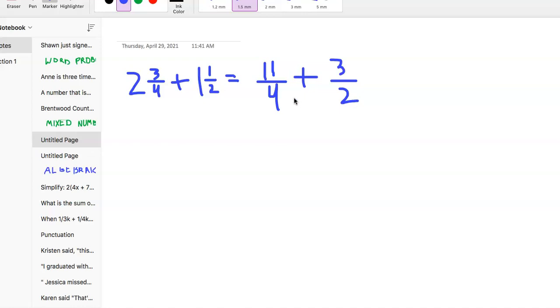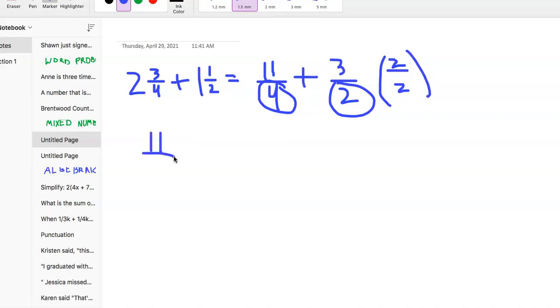Right, and we want the denominator to be the same on both. And right now we have a 4 and a 2. So then we're just going to multiply by 2 over 2, which is just multiplying by 1, just to make the denominator 4 for both of them. So then we still got our 11/4 to work with, plus 3 times 2 is 6, 2 times 2 is 4, and now we're left with 11 plus 6 is 17, 4 stays in the denominator, and we have 17/4.